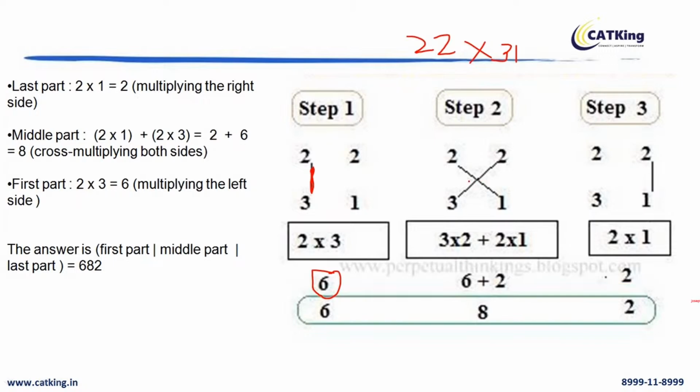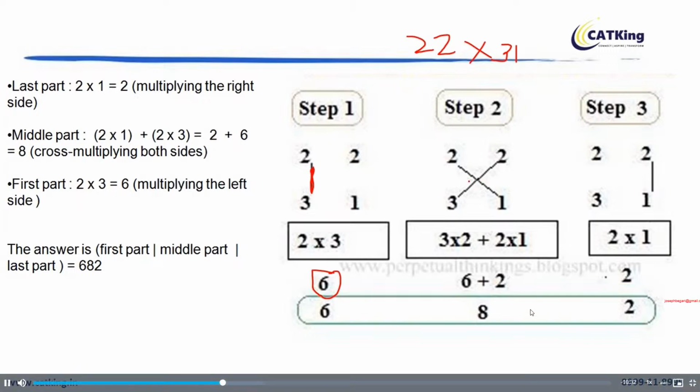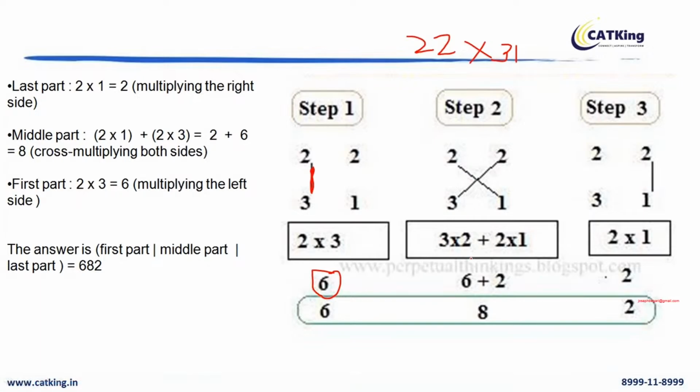You get two numbers when you cross multiply, and so you will add these two numbers. So 3 into 2 gives you 6, plus 2 into 1 gives you 2. So you write 6 plus 2, which is basically 8. Now in the last step, you multiply the last two digits, that is 2 into 1. 2 into 1 is 2. So now what you do is 2 stays as it is, and it is 8 and 6. So your answer is 682.